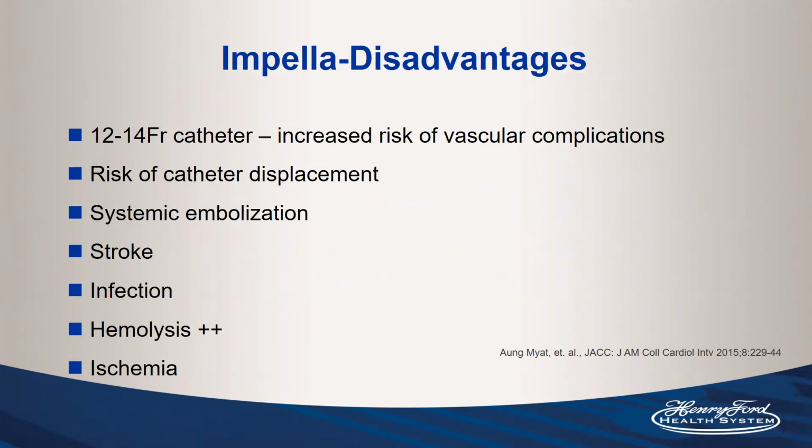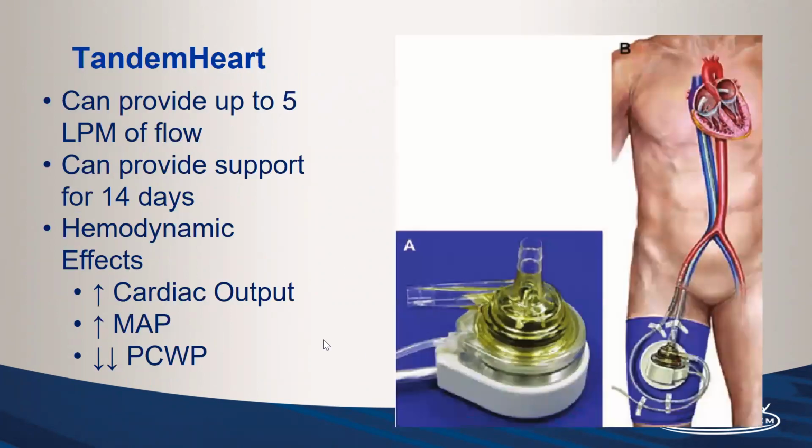Disadvantage, I said the balloon pump is kind of the 7 to 8 French. Now we're getting to 12 to 14 French. It can move. You can get systemic embolization, stroke, infection, hemolysis we talked about. And really, when it says ischemia, it's talking about peripheral ischemia.